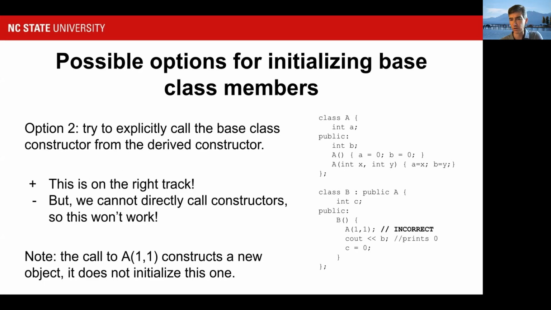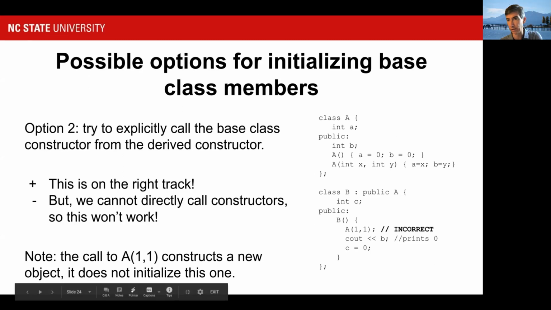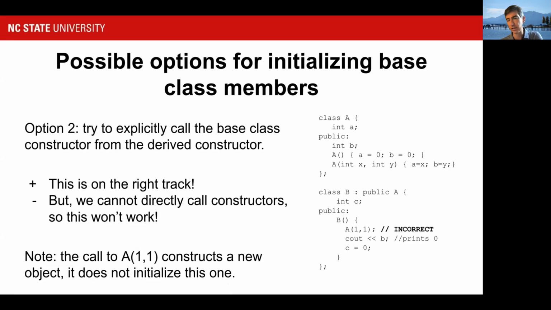What this constructor call says to do is to create a new object A, a temporary object A, and initialize it. And then this temporary object A will get destroyed when B's constructor ends. So anytime we explicitly call a constructor, we're actually making a new object. We're telling the compiler, make a temporary object on the stack. And so this is not at all what we want. It looks like what we want, but it doesn't do what we want. But it is the right idea.